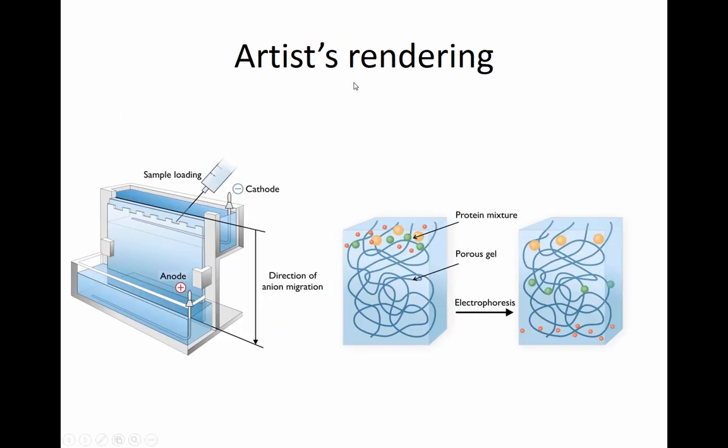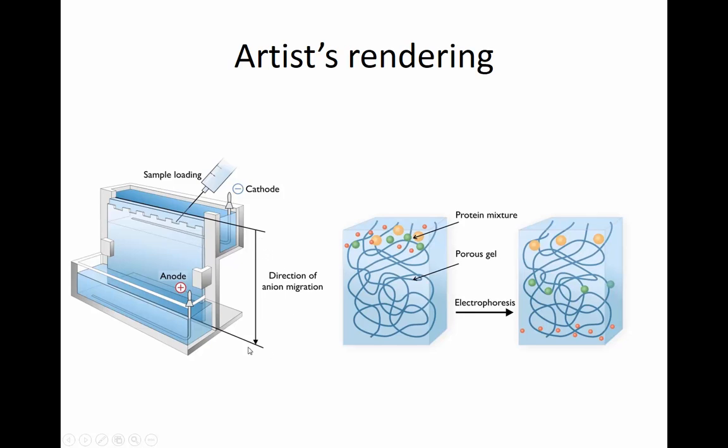And here's what this looks like again. Again, your loading sample. We don't have apparatus that look like this, but the idea is the same. You have the cathode up here and the anode down there. They're going to migrate towards the anode. So you load your sample. That's the direction of migration down to the bottom. That's exactly how our gels are going to run.